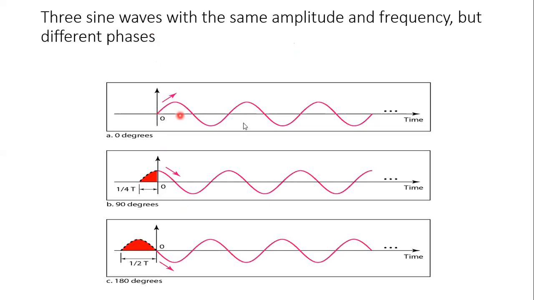Here are 3 sine waves with the same amplitude and frequency but different phases: 0 degree, then 90 degree, and then 180 degree. These are the 3 sine waves with the same amplitude and frequency but different phases.